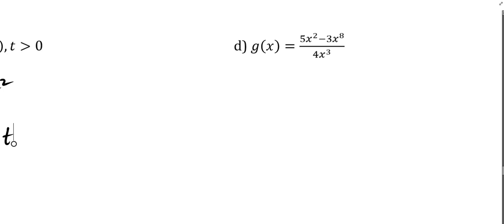Anybody? It doesn't look like anything we've done yet today. Kind of looks like a rational expression, right? It's got a polynomial on top, polynomial on bottom. We're not going to learn how to do those kinds yet. This one's a little bit different.